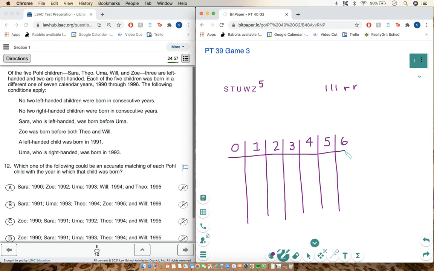Okay, so our first rule is that no 2 left-handed children are born in consecutive years. So having someone who's left-handed go in the next year as someone else who's left-handed, that can't happen. Similarly, we can't have 2 children who are right-handed going in years next to one another. That's our second rule. Our third rule is that Sarah, who is left-handed, so S is left-handed, and S is going before U. Zoe was born before both Theo and Will, so Z is before T and W.